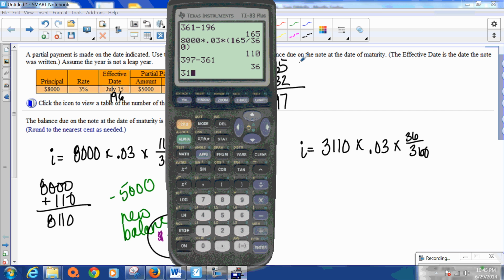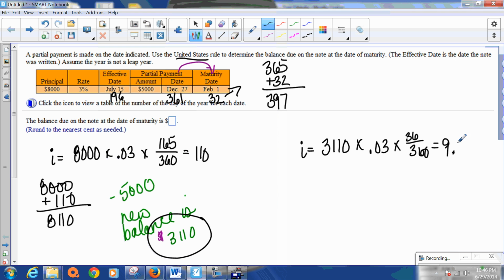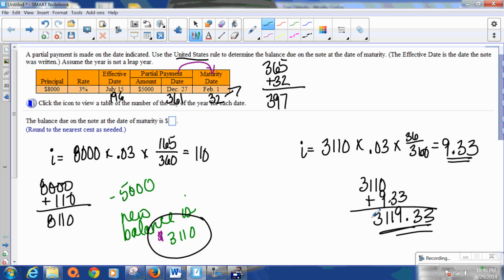So $3,110 times 3% times 36 over 360, and you need to pay them another $9.33 worth of interest. So you owe them $3,110 plus $9.33, which is $3,119.33. And that's how much is due at maturity.